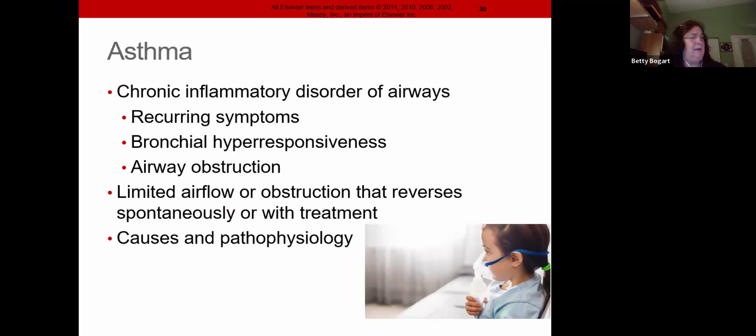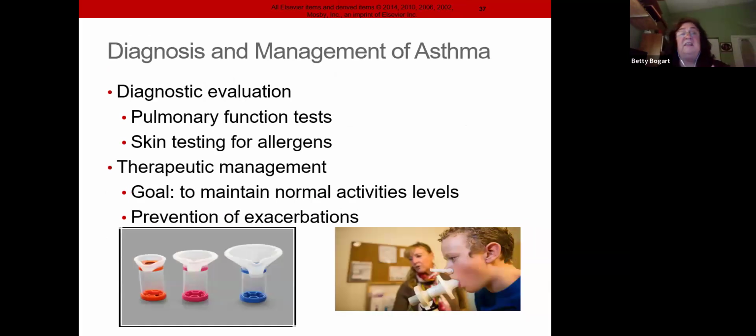Now, asthma. How many of you have asthma? Child has asthma or know somebody with asthma? It is just this bronchial hyperresponsiveness and it spasms and they can't breathe. I mean, usually young children grow out of it, but we do have children that grow up to teens and adults that still have it. My husband has asthma at age 60 something, okay?